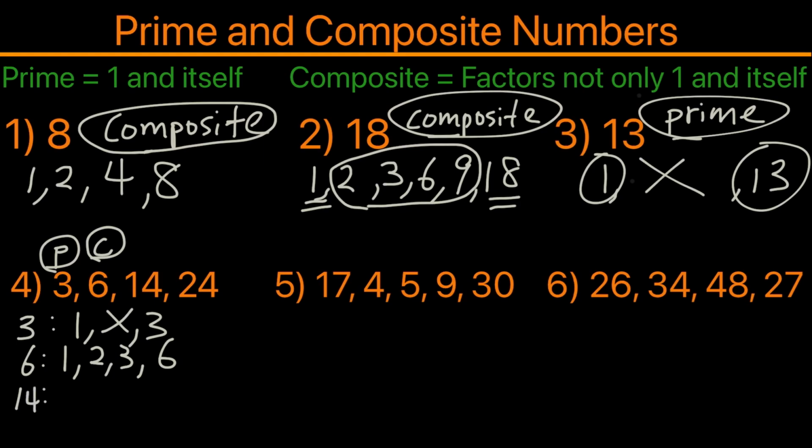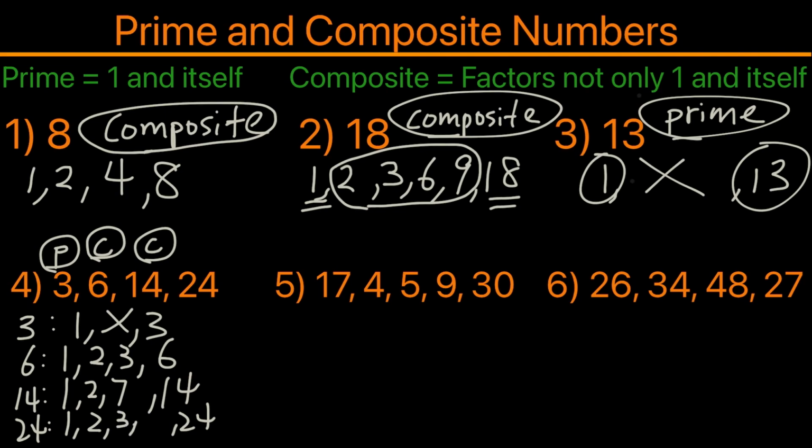Now for 14, 1 and 14, 2 works, 7 works, and so we know this is a composite number. For 24, 1 and 24, 2 works, 3 works, 6 works, 12 works. So 24 would be a composite number.